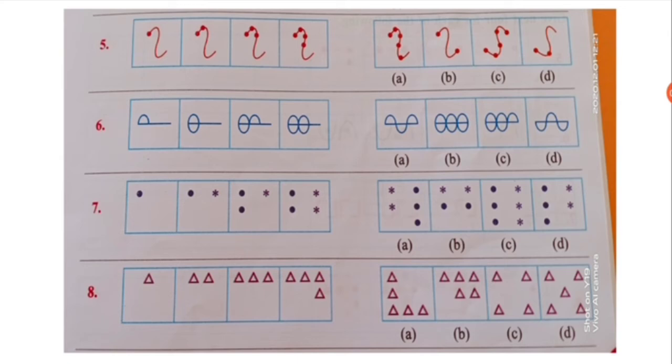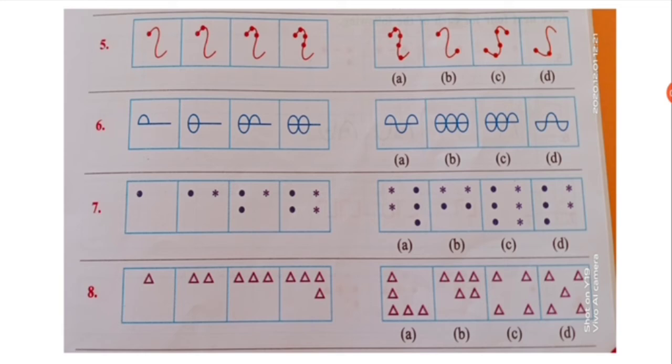So A is not correct, B is not correct, C is also not correct, because we want 3 dots and 2 stars only, because one by one we are showing the growing pattern. Okay, not directly all the boxes, we are going step by step. So D will be the correct answer.